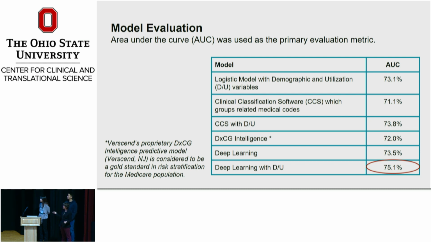And then the last 2 lines are the deep learning model that was developed by our team. That showed a 73.5% area under the curve, and then when you added demographic and utilization variables into the deep learning model, we saw 75% area under the curve, which is the highest under these different models that are currently in use. So slightly higher with fewer manpower inputs into the system.